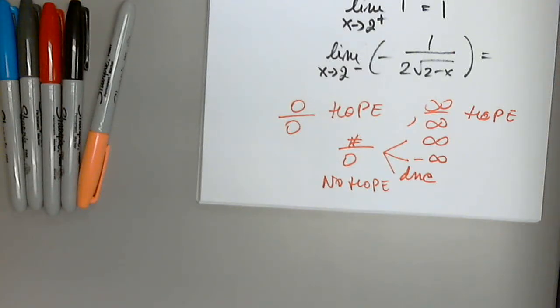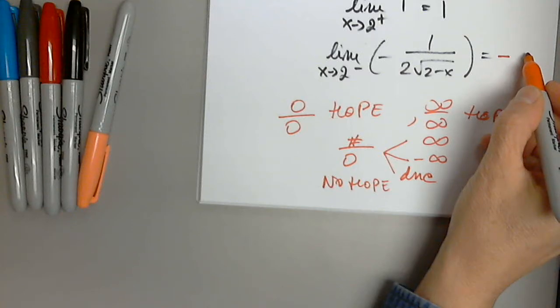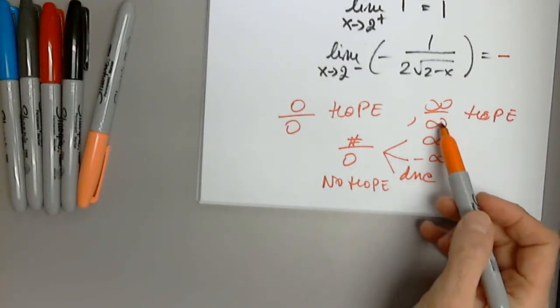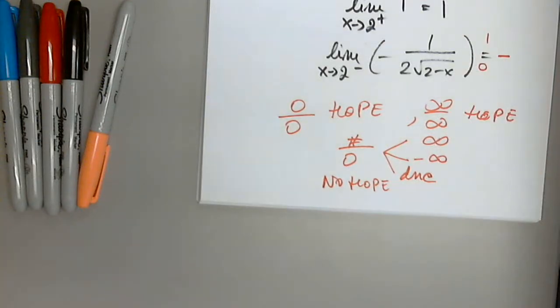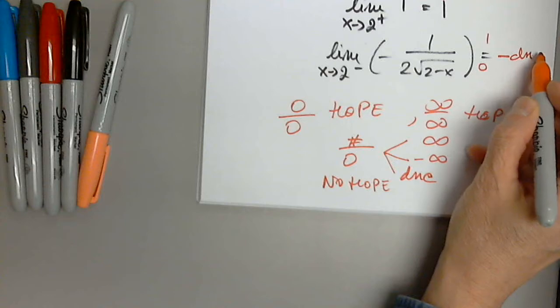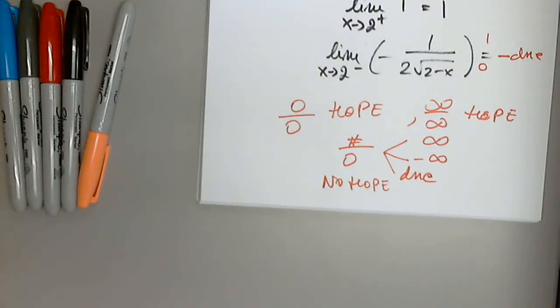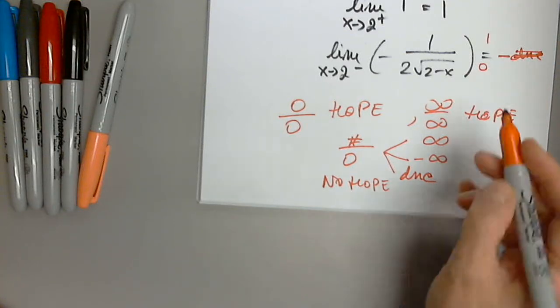So 2 from the left, 1.9, the numerator is negative, and the denominator is 0. So what is the answer? I have to choose one of these three because I have 1 over 0. However, we don't write DNE, do not write DNE because it's negative infinity.